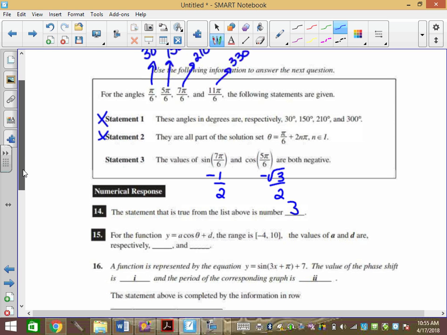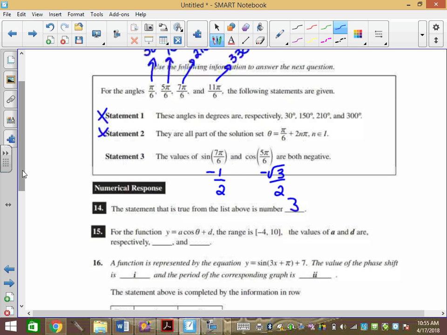Note to self. 15. For the function y equals a cos theta plus d, the range is negative 4 to 10. What are the values of a and d? A is your amplitude, and d is your midline. So I'm going from negative 4 to 10. What is that a distance of? 14. 14 divided by 2 is? Amplitude is? Okay, then I count down 7. And I get to 3. I count up 7 and I get to? So what's my midline at?